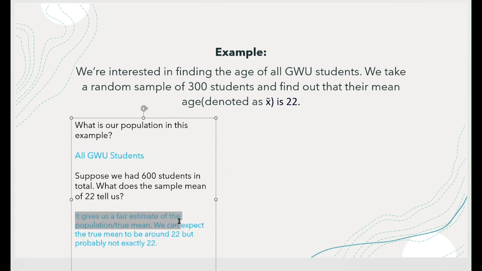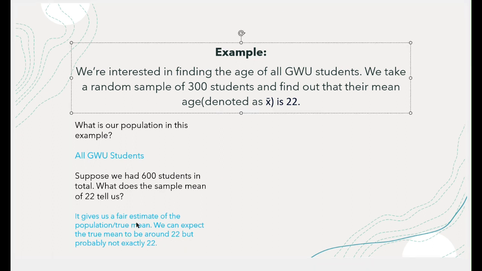So yeah, it gives us a fair estimate of the population, or true mean, which is another word used for the population mean, the parameter. We can expect the true mean to be around 22, but probably not exactly 22, right? So why do we use samples?